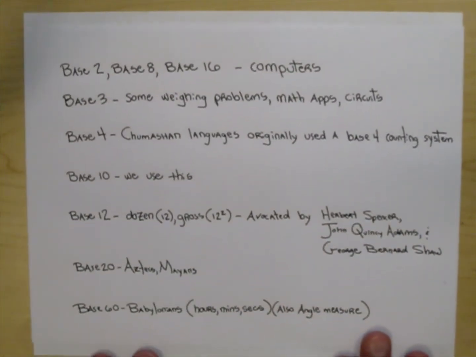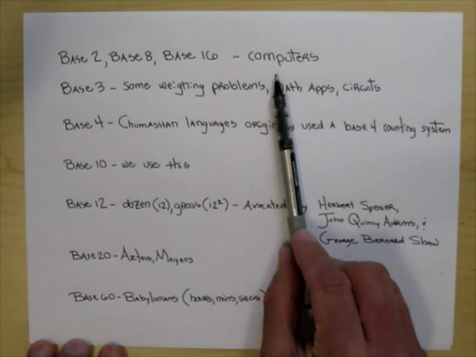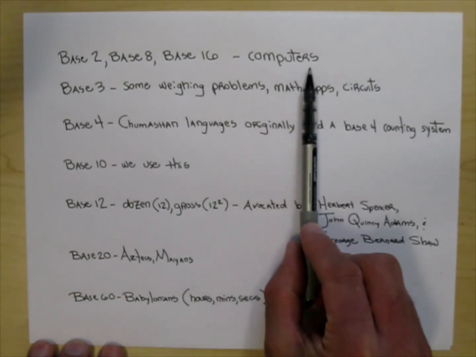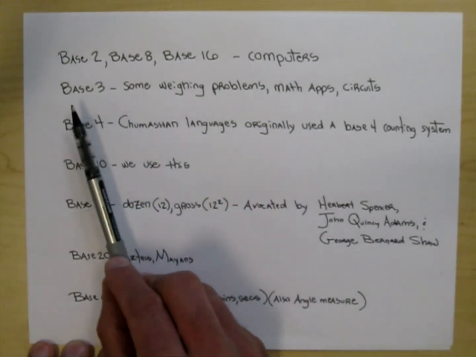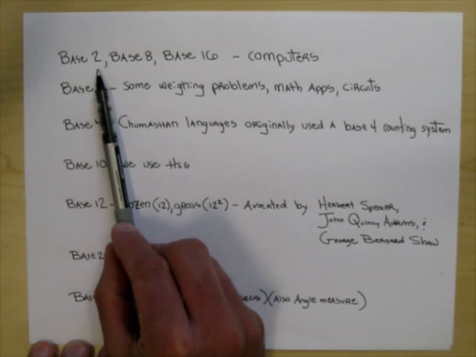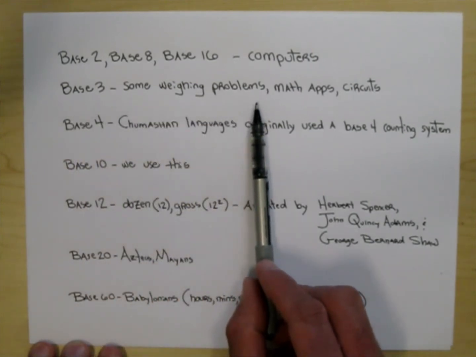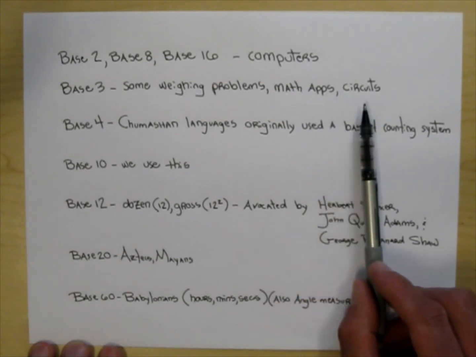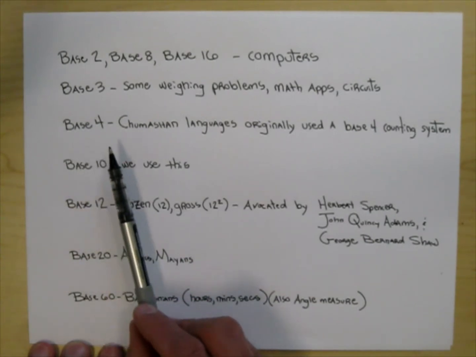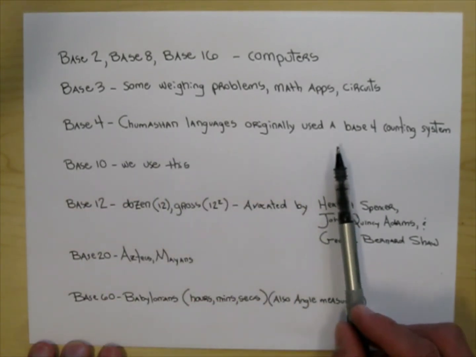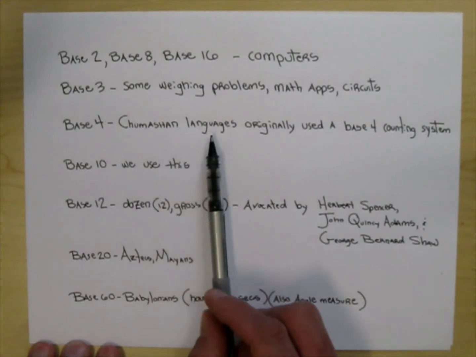This list doesn't cover everything, but base 2, base 4, base 16, they are found with computers. And we're going to learn this in a future section, that base 2 and computers are very natural. Base 2 only has 2 symbols, so you can think about what those would be. We'll do one of those later. Base 3, some weighing problems, math applications, and some weird kind of circuits will use a base 3 system. Base 4, Chumash languages originally used a base 4 counting system. I think most or all of those Chumash languages.